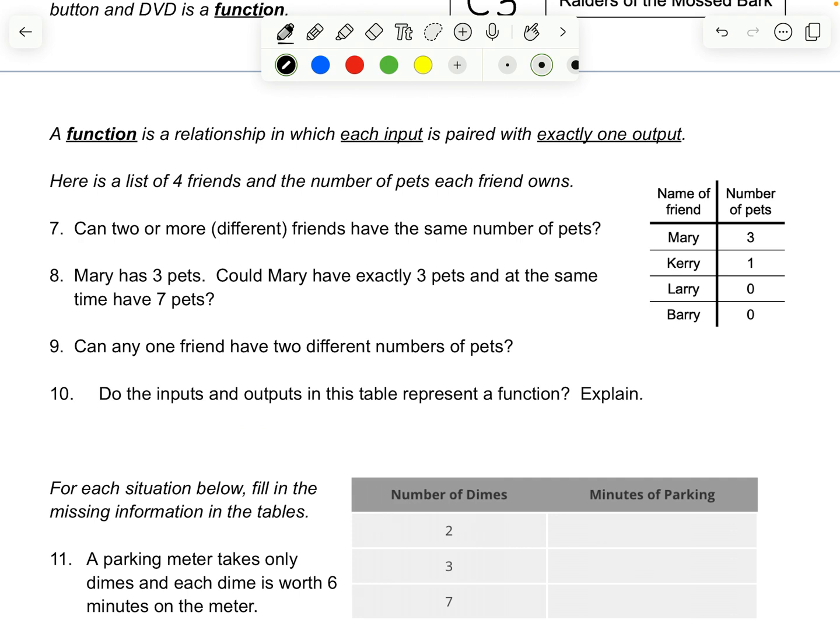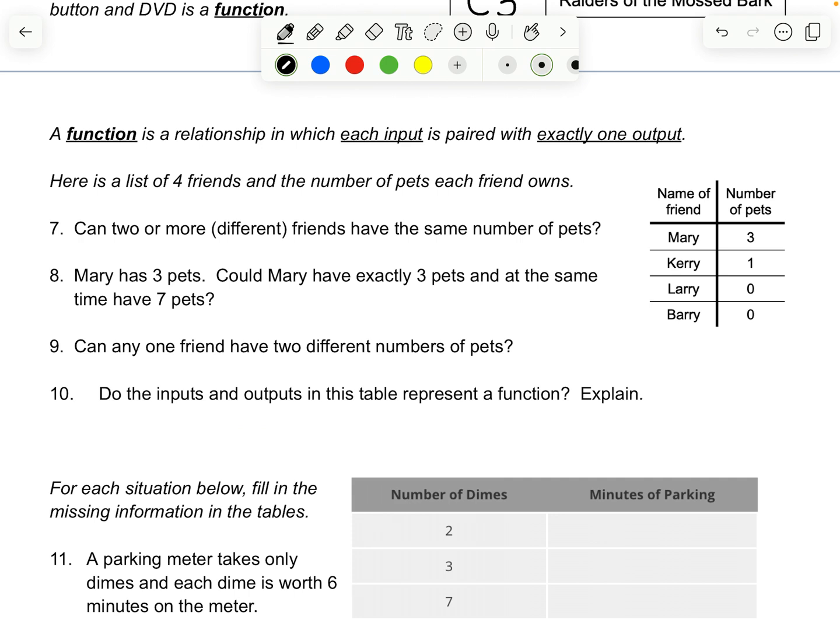Up at the top, it says a function is a relationship in which each input is paired with exactly one output. So it looks like it cannot be the same input, cannot be two different outputs. And we're going to talk more about that in future examples. So to the right, here is a list of 4 friends and the number of pets each friend owns. On our table, we have the name of the friends. We have Mary, Carrie, Larry, and Barry. Then for the number of pets, we have 3, 1, 0, and 0.